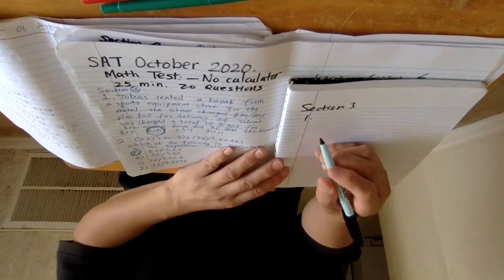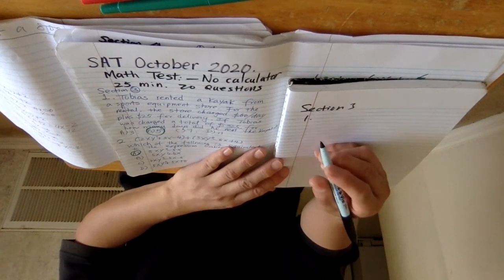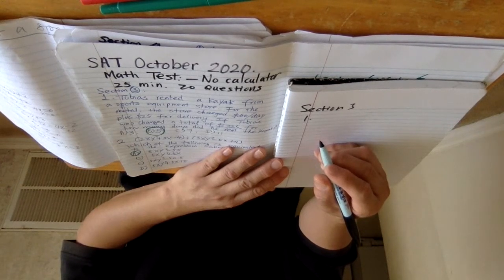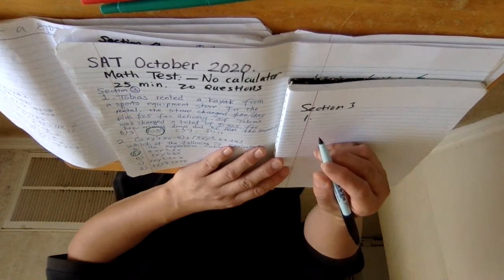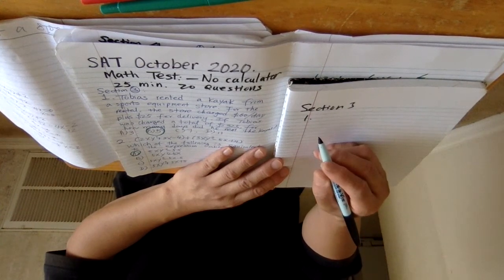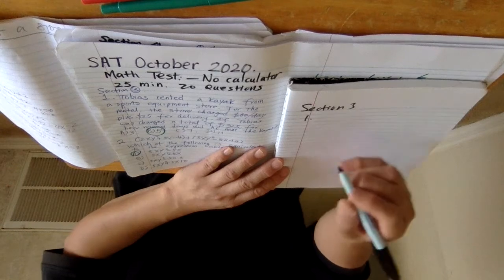Section 3, number 1. Tobias rented a kayak from a sports equipment store. For the rental, the store charged $60 per day plus $25 for delivery. If Tobias was charged a total of $325, how many days did he rent the kayak?